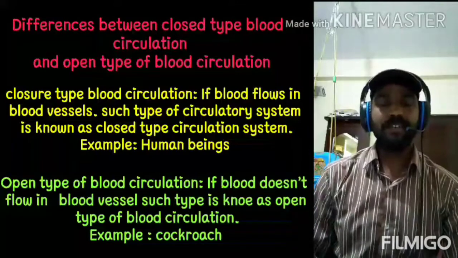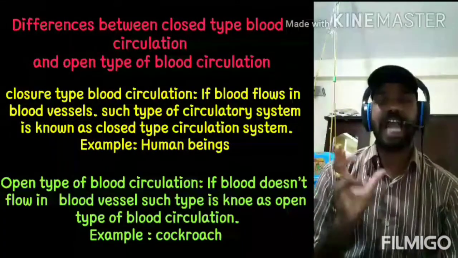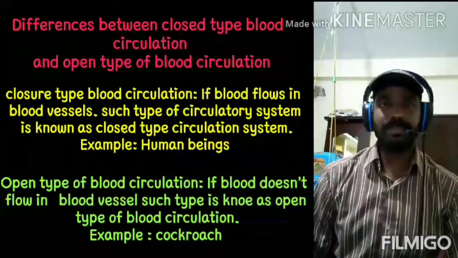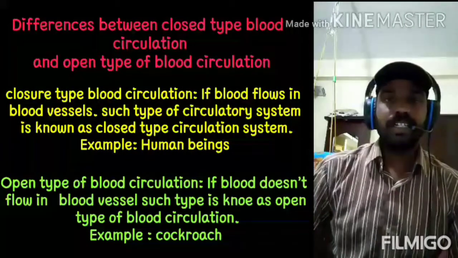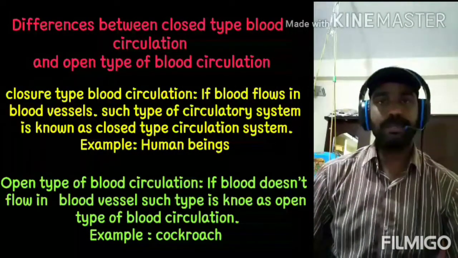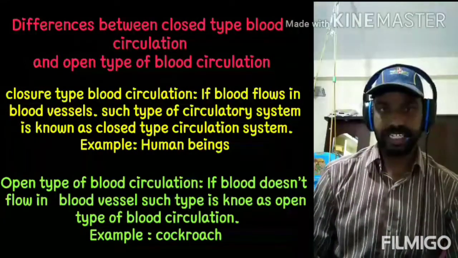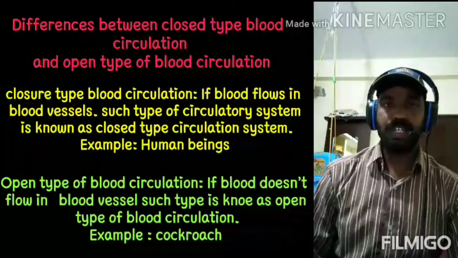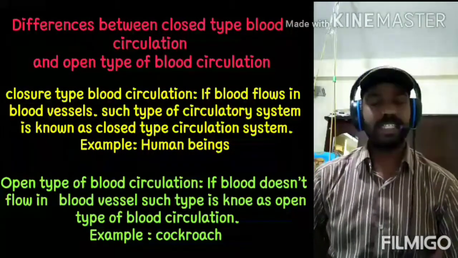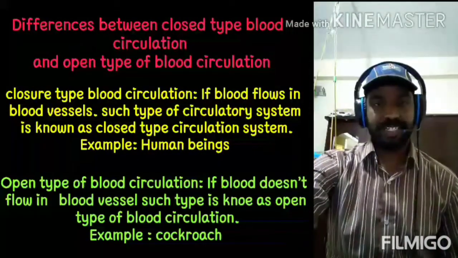In open type of blood circulation, there are no blood tubes. Blood flows in large cavities. An example for closed blood circulation is the human body. An example for open type of blood circulation is the cockroach and all insects. These are the important differences between open type and closed type of circulation.